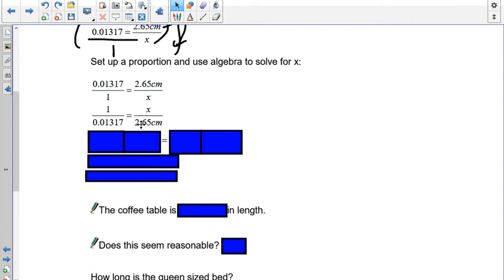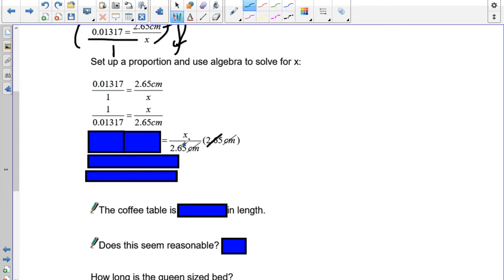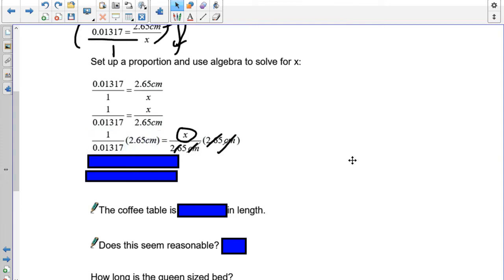How do you get rid of the 2.65 centimeters in the denominator? Well, you multiply the whole fraction by 2.65, and the x over 2.65 will now cancel out, because 2.65 divided by 2.65 is 1, and the centimeters also cancel. That leaves me with x on the right side, and that's what I want. But whatever I do to the right side, I've got to do to the left side too. So here's the fraction that was there. I've got to multiply this by 2.65 centimeters. Okay, now when I do that, this is what I end up getting.